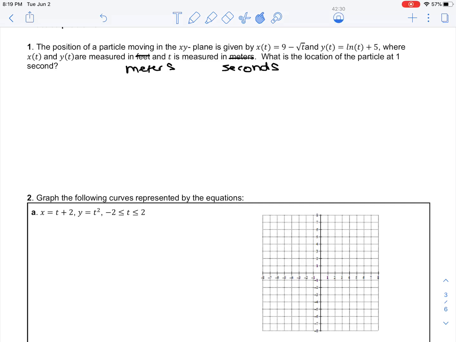So this video is going to take you through practices 1 and 2 from your parametric equations day 1. Question 1 says the position of a particle moving in the xy plane is given by the parametric equations x of t equals 9 minus square root of t, and y of t equals natural log of t plus 5, where both x of t and y of t are measured in meters and t is measured in seconds. We're asked to figure out what is the location of the particle at 1 second.